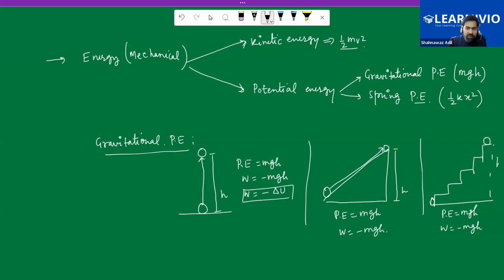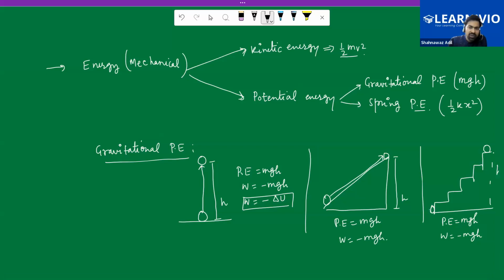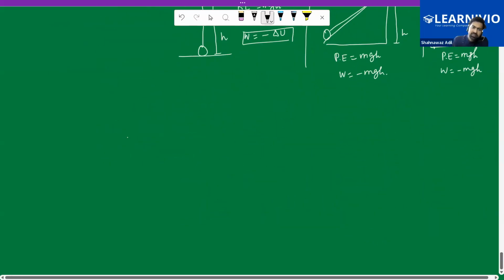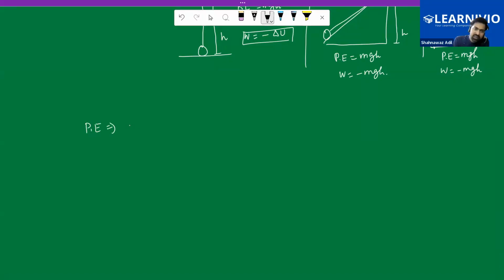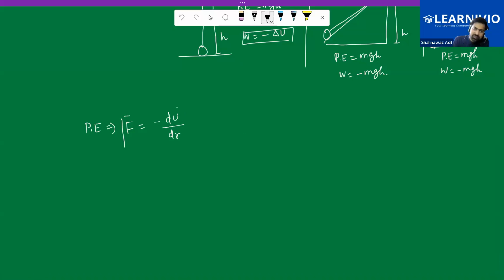This doesn't depend upon the path, and that is why this is the case of the conservative force. Whenever you have a conservative force, this concept of potential will arise. And due to the conservative force, the force is defined as minus dU by dr, where U is the potential. So this is for conservative force.